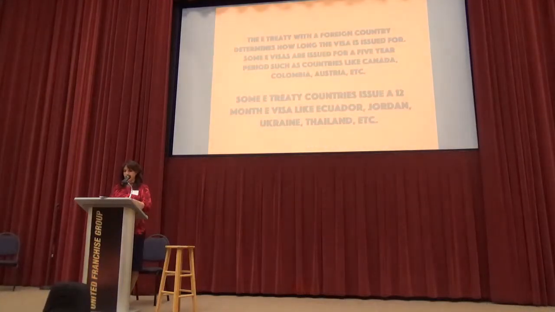So, the E-treaty. We have a treaty that determines how many years you can get an e-visa. Some of the countries we allow a 5-year visa, some of them we allow a 1-year visa. What does that mean, visa? As many of you probably know, when you enter the United States, you show your passport, and in there sometimes is a sticker, and that sticker is called a visa.